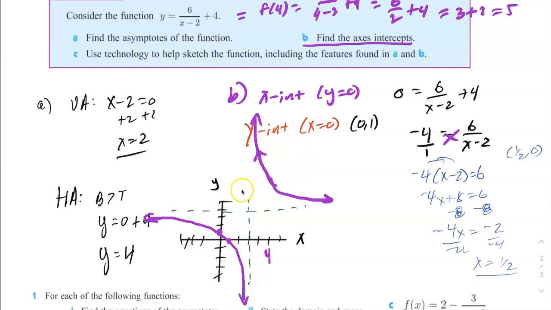So you either know it's positive, so top right, bottom left, which only works with a reciprocal function like this, or use your technology or plug in points. Those are the ways to tell which way it goes.